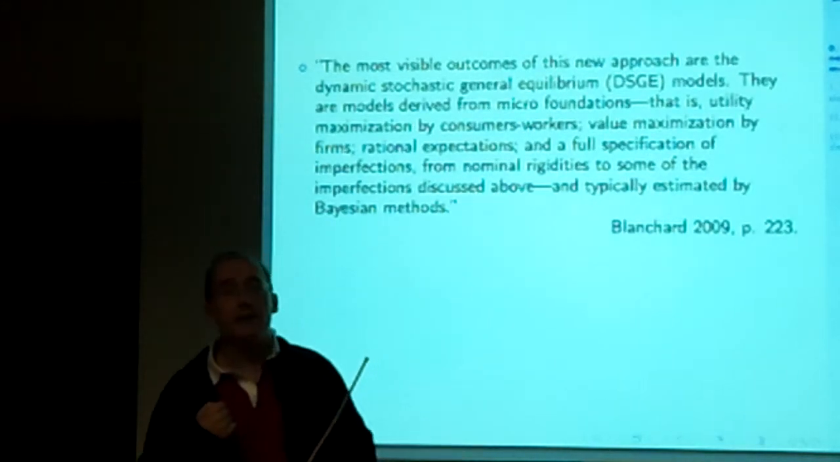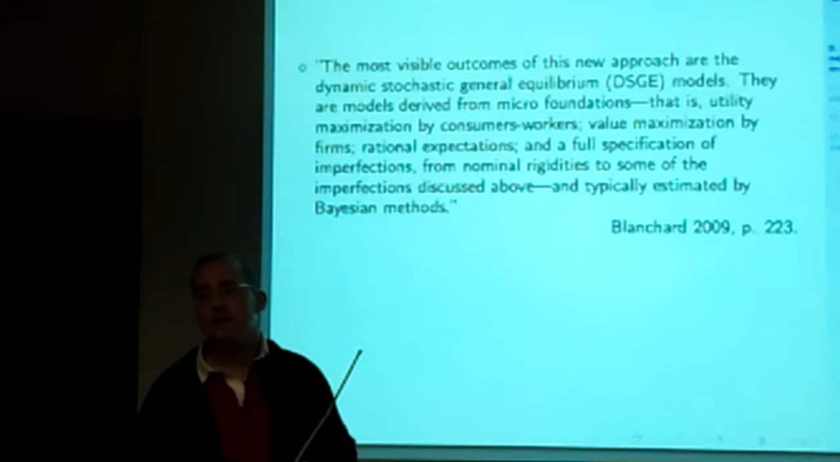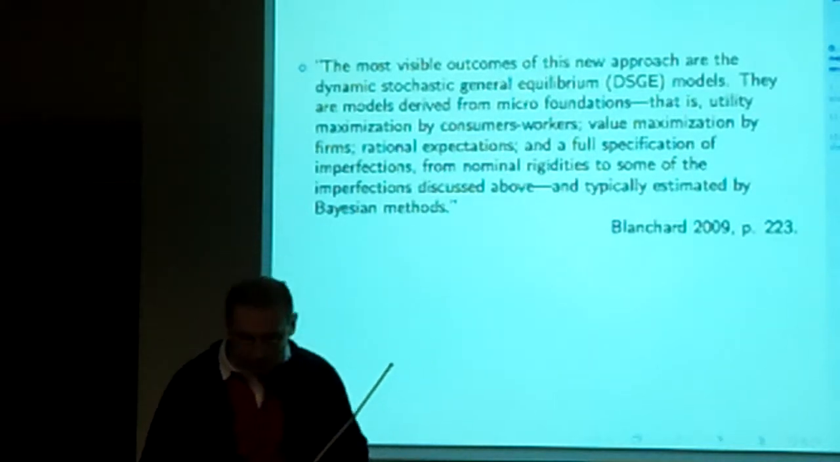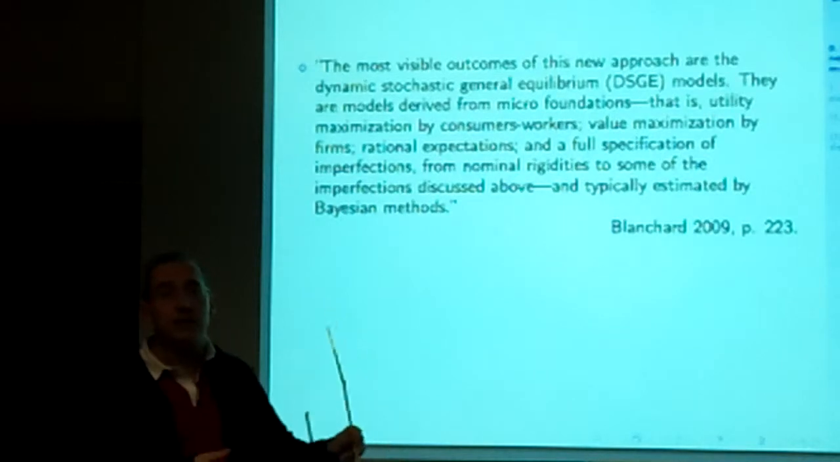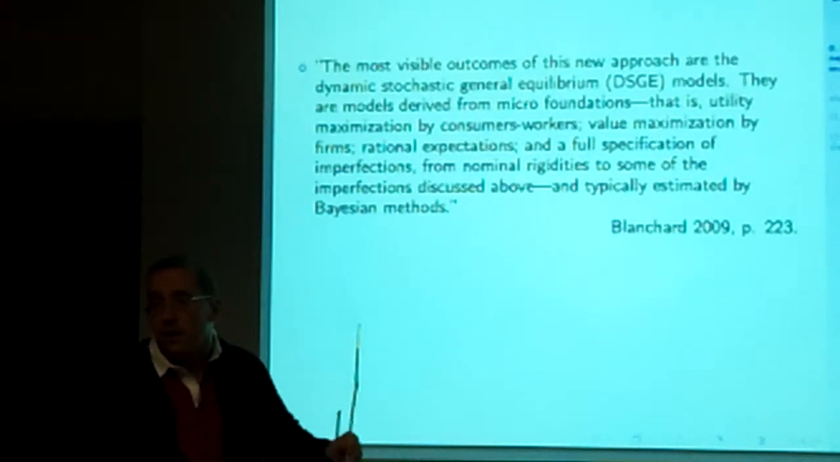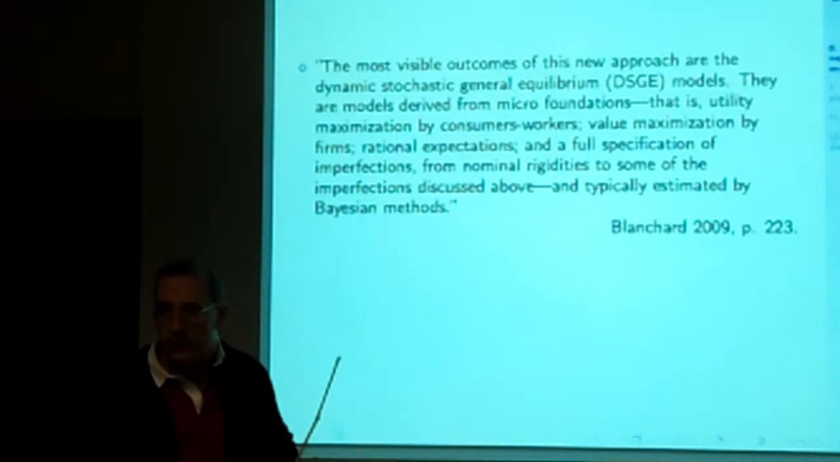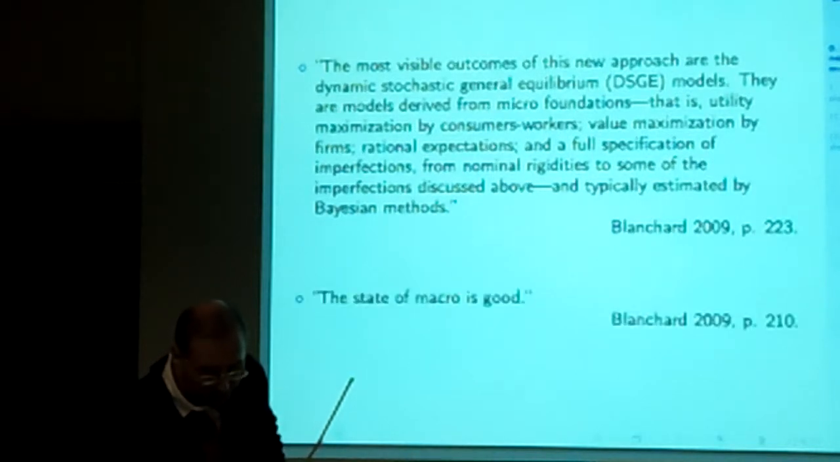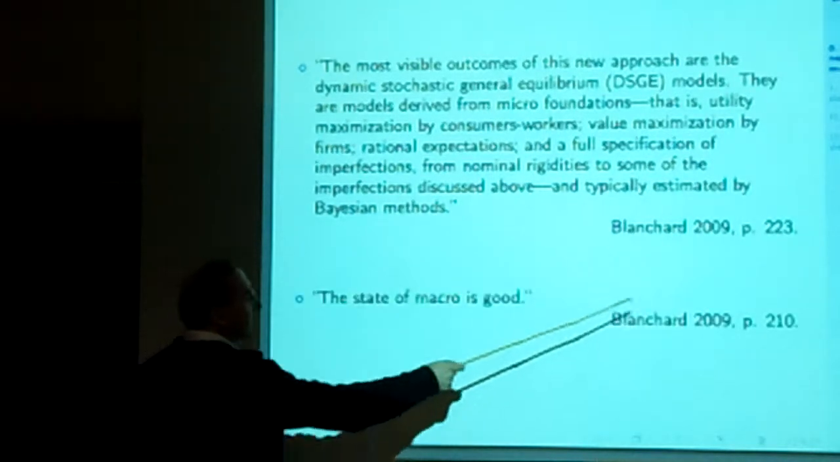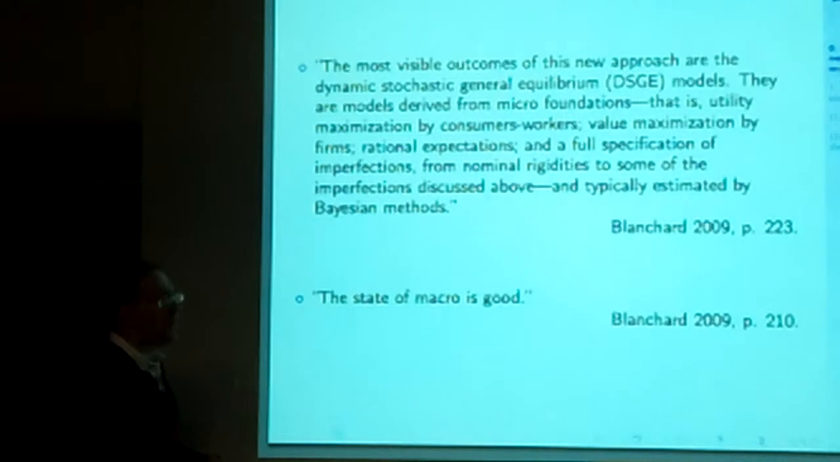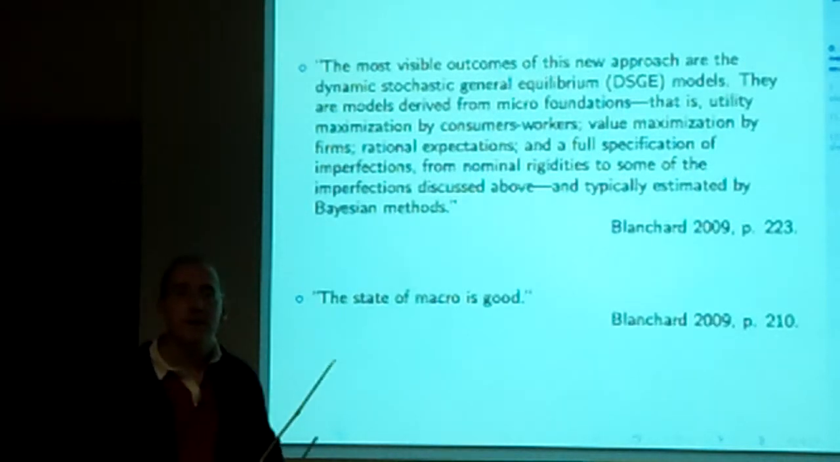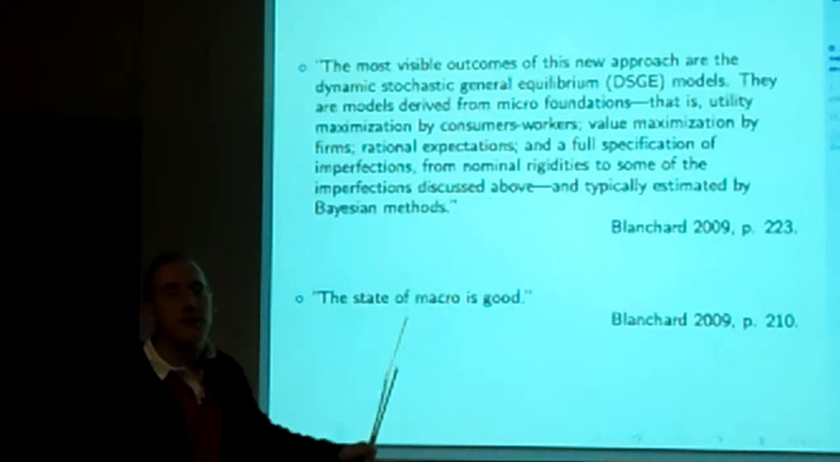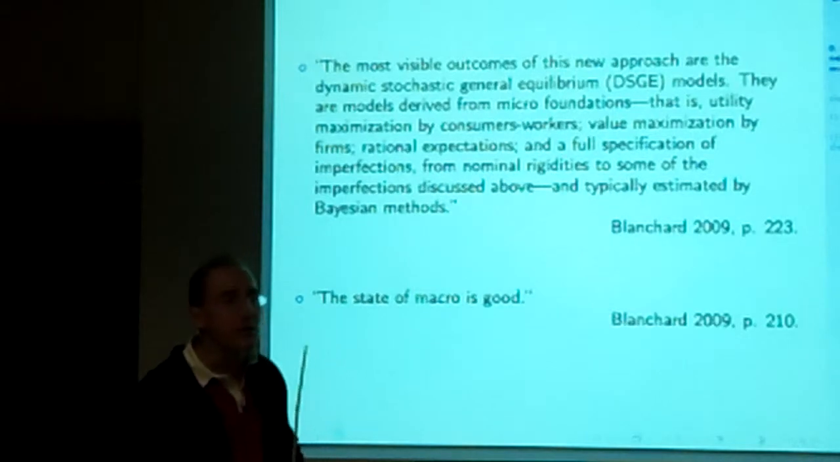But then a question I ask, if you start with a very wrong model, what's the use of adding frictions? If you start with a model with rational expectations and no money, you can add imperfections, it doesn't change anything. And still in the same paper, 2009, the state of macro is good, he said. Macroeconomics. Even 1 year after the crash.